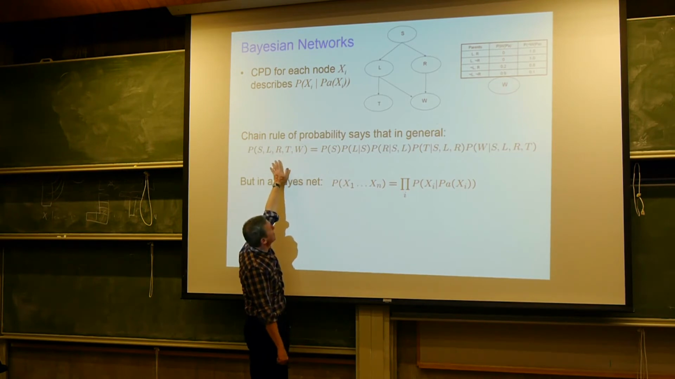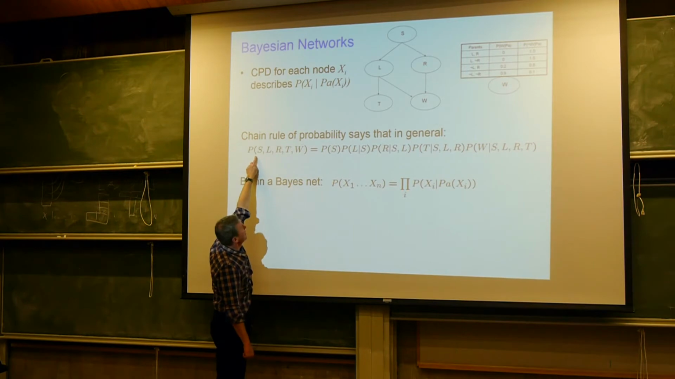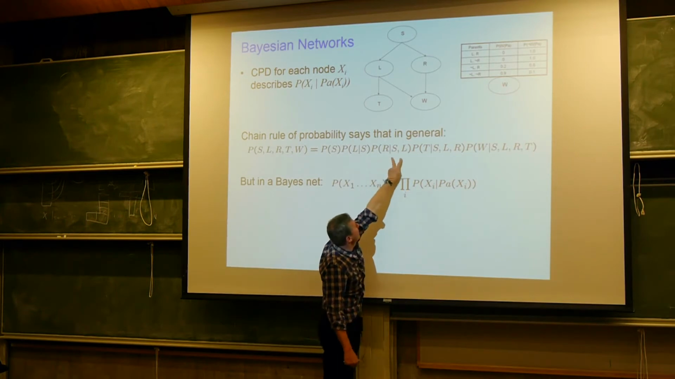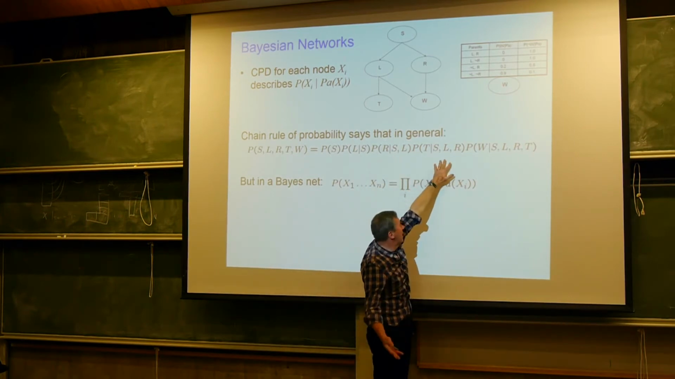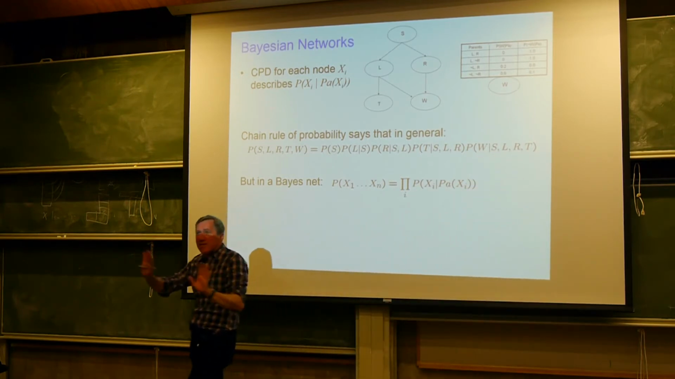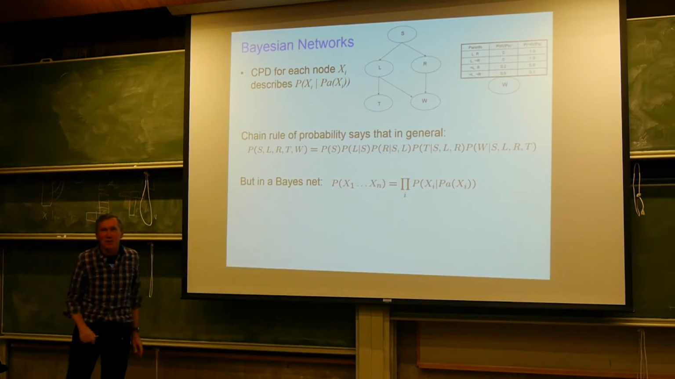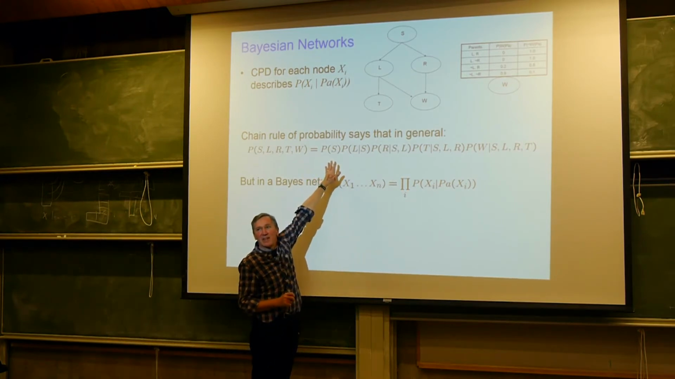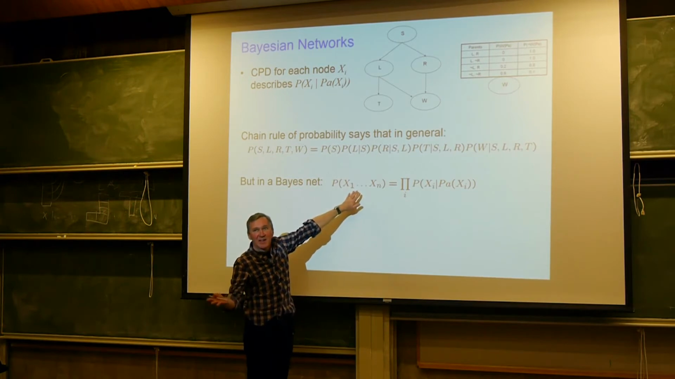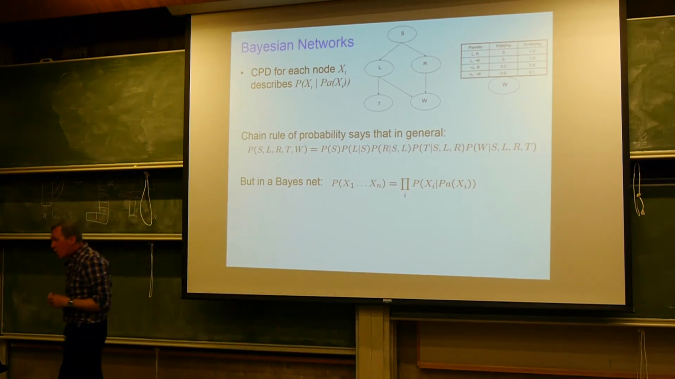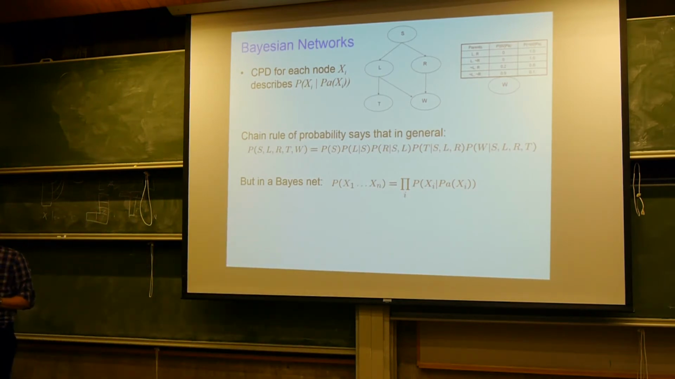Chain rule tells us we can factor this into the probability of the first one times the probability of the second one given the first one times the probability of the third one given the first 2 times the probability of the fourth one given the first 3 and the probability of the last one given all the others. That's just chain rule, nothing there, no assumptions, it's just the nature of probability. But in a Bayes net, we're saying, no, we're not going to represent it this way. We're defining a Bayes net to say that the joint distribution is this. So what should we write down for this particular Bayes net is the factorization here.